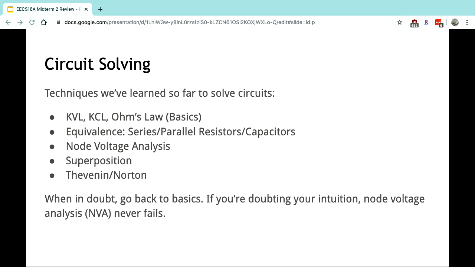This is the most general thing to do. If you're super stuck and not sure what to do, node voltage analysis is always possible to solve. So that's one method to try. And then lastly, we'll also talk about superposition and then Thevenin and Norton circuit equivalence.